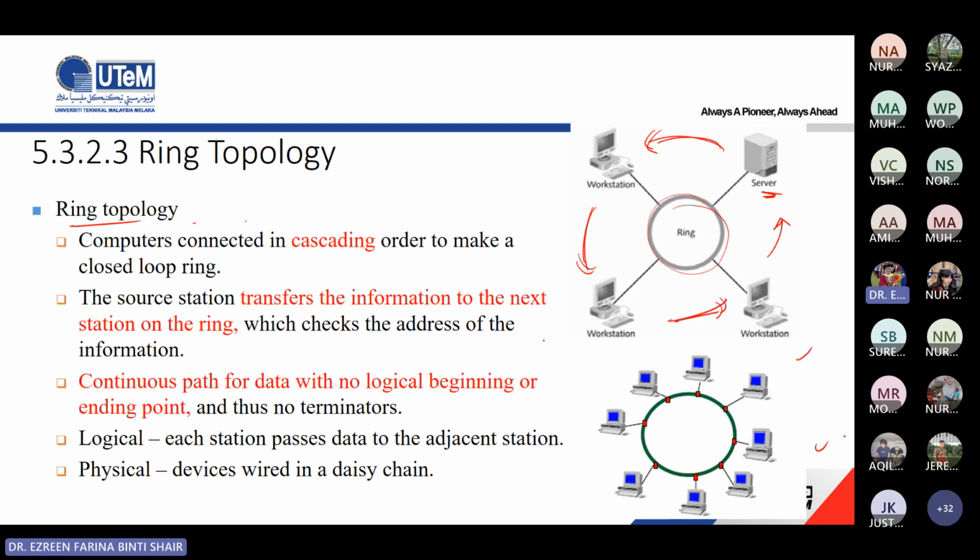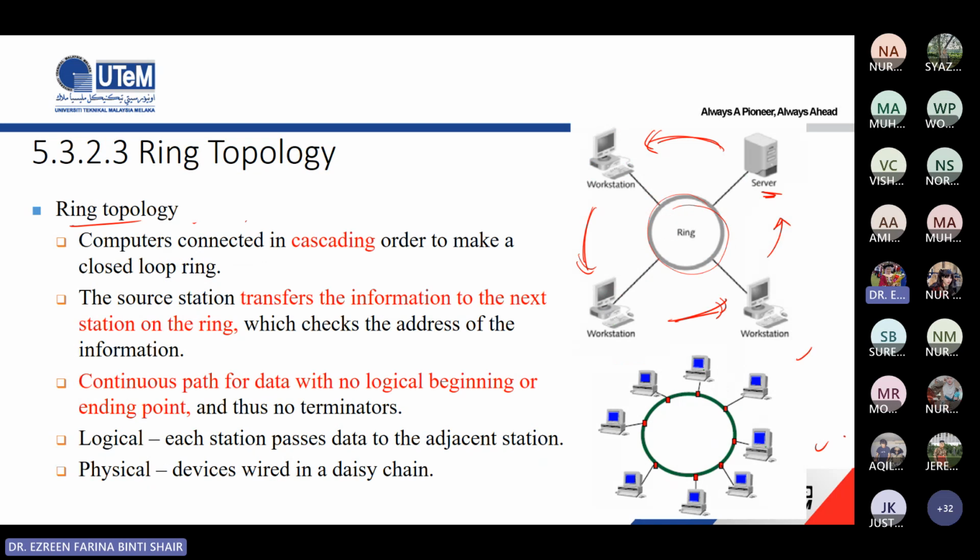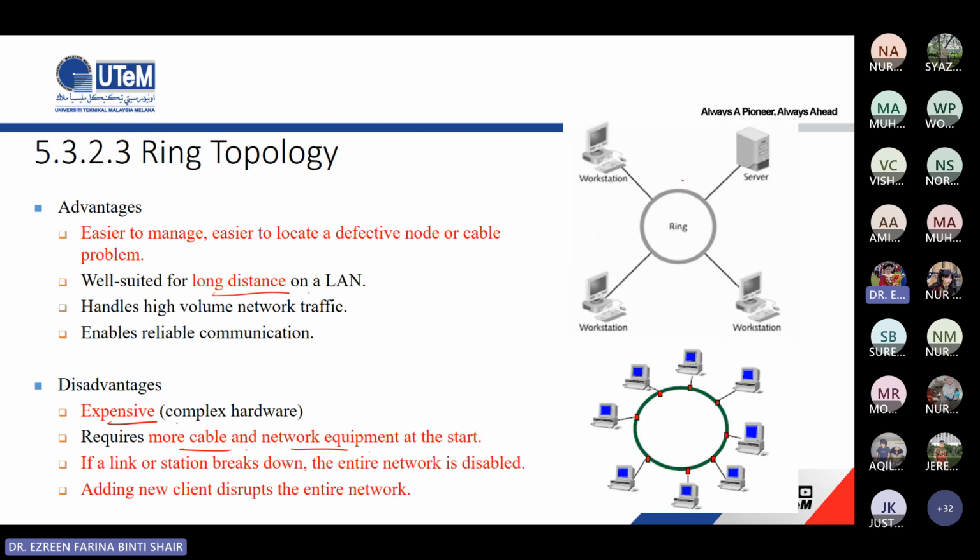Compared to the bus, since the bus has a terminator, you can put the terminator somewhere in between and then add new devices without interfering with the network. But for the ring, since you don't have the terminator, if the network is disabled, the whole system will break down. And if you want to add a new client, it will disrupt the entire network because you don't have terminators here. So if you want to add a new client, you need to stop this network first, then start it again.